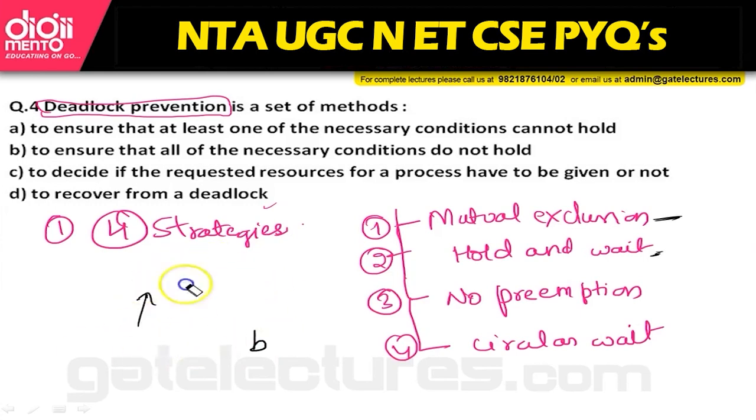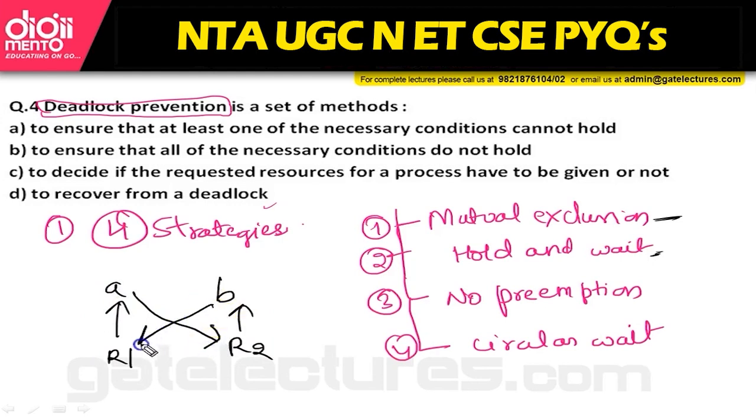Let me explain it some other way. Let's say here we have processes A and B. Now A has resource R1, B has resource R2. A is also requesting R2, B is requesting R1, and they are not releasing their own resources. So this is the case of deadlock. This is also known as circular wait. So these are the four conditions for the deadlock.